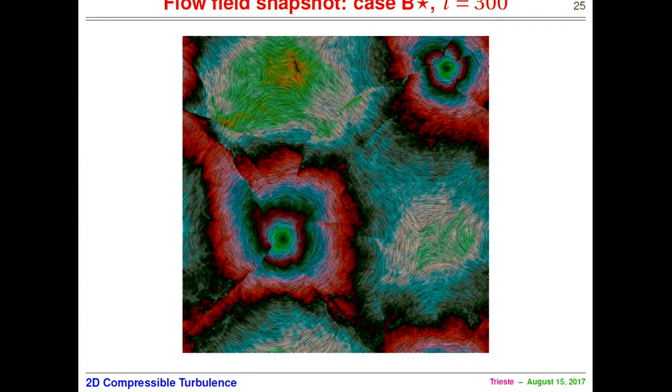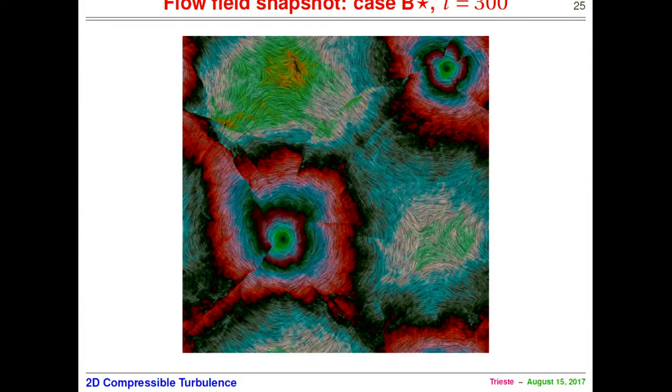So that is, again, a rendering of the same flow at the end of the simulation. This is case B star with a different numerical method. You see the same structure: a large-scale vortex dipole and a strong shock connecting the two vortices. And there are more shocks here and there.